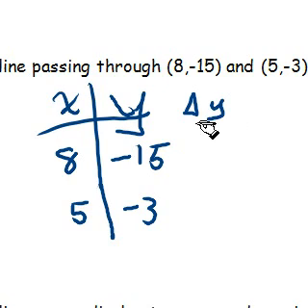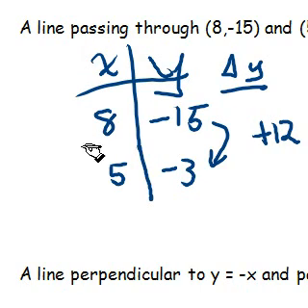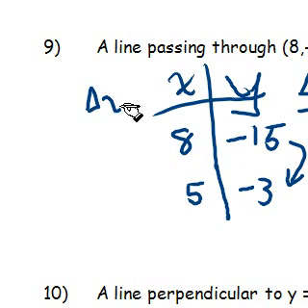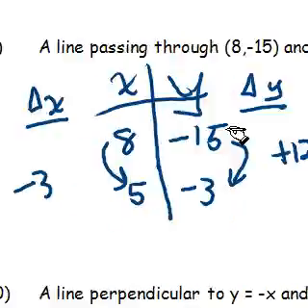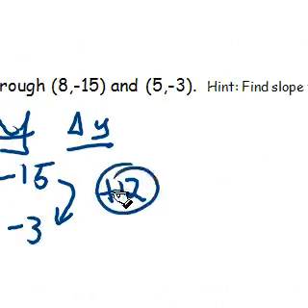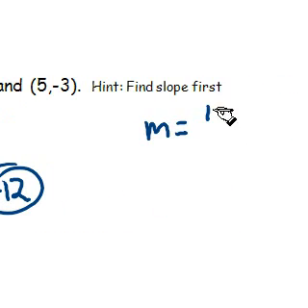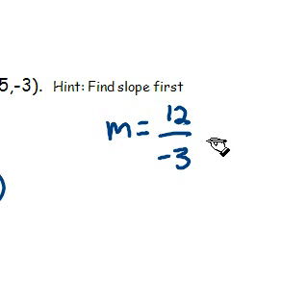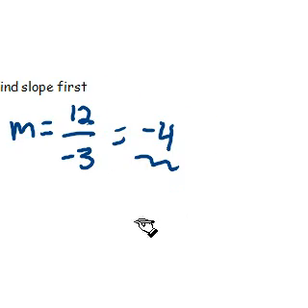Let's measure our change in y. What's the change from negative 15 to negative 3? If you answered positive 12, congratulations. Move to the front of the class. If you measured change in x, going from 8 to 5, if you said negative 3, congratulations. Move to the front of the class. Now that we have our change in y and our change in x, we can measure slope. M equals 12 over negative 3. 12 divided by negative 3 is negative 4. Congratulations, we have our m.